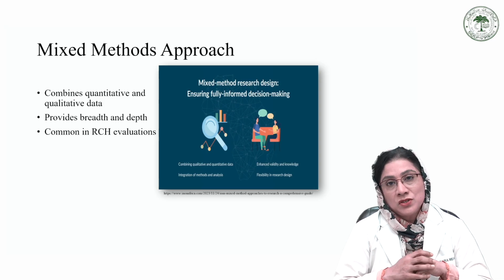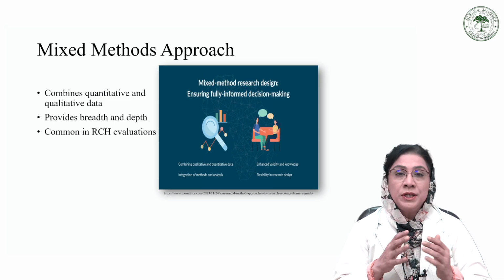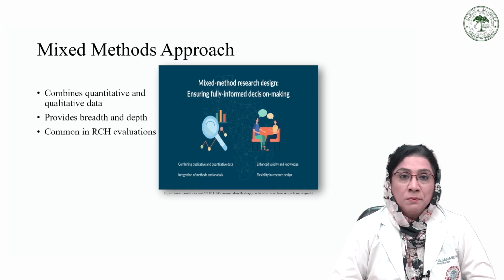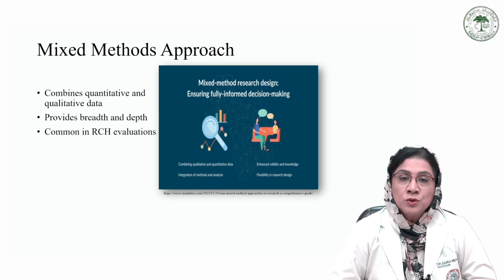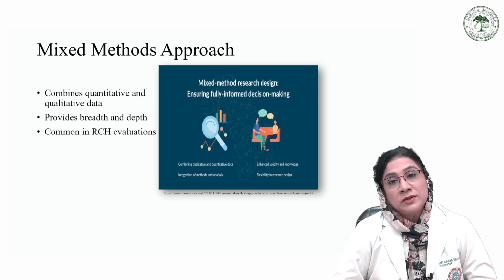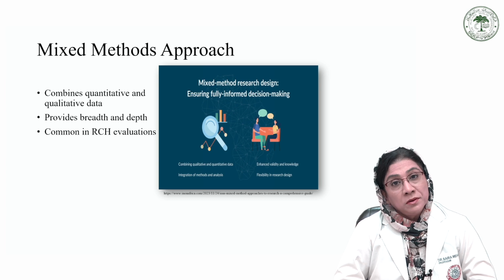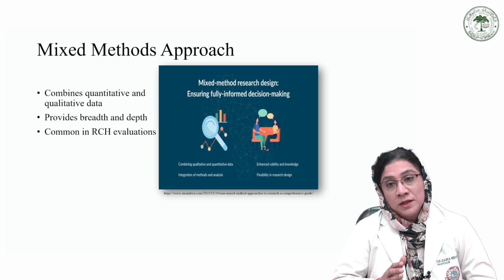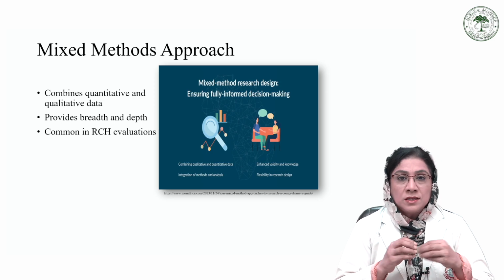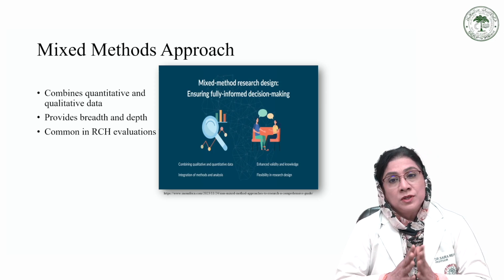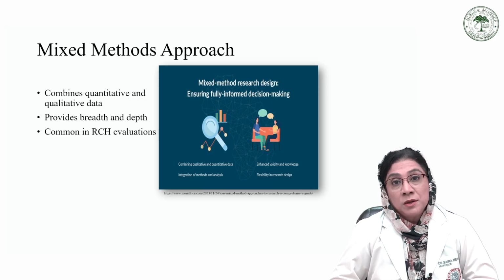Mixed method research combines the strengths of both quantitative and qualitative approaches. For example, a survey may measure immunization coverage while focus groups explore why some parents resist vaccines. Together, these provide both breadth and depth, giving a more holistic understanding. In RCH, mixed methods are often used in program evaluations where both numbers and narratives are important.